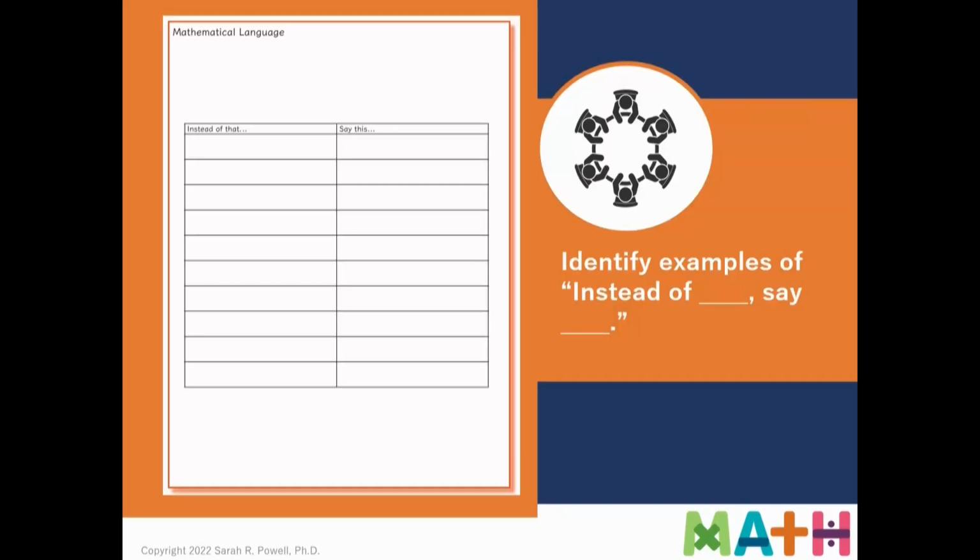And I'd like you to take a minute to think a little bit about what might some of these examples be. So what I'd like you to do right now is come up with at least 3 to 5 examples where instead of that, say this. We'll do this for a minute and then we'll come back as a group.